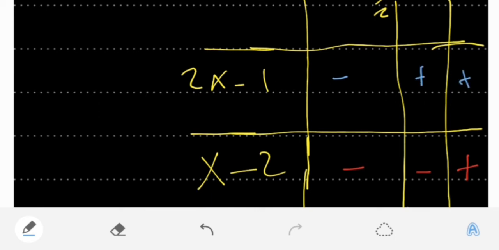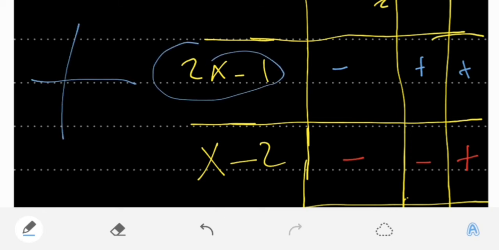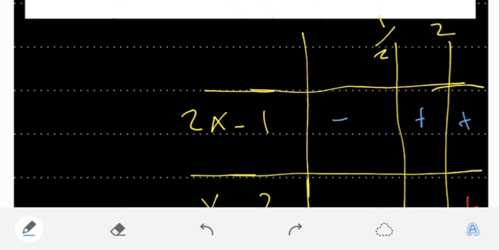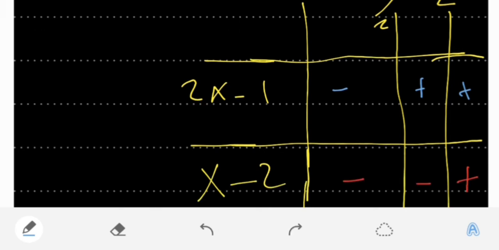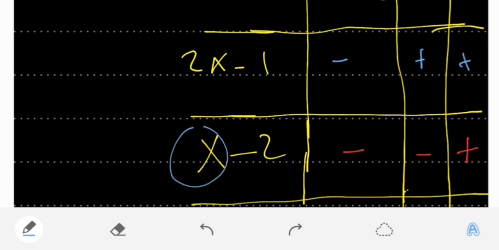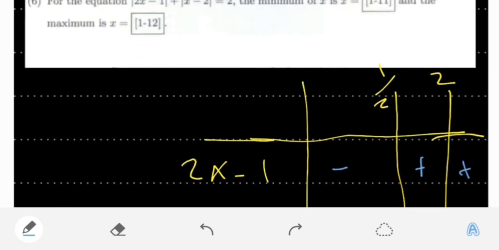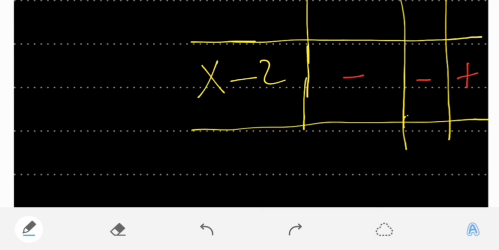I hope there's no problem with this. If you are having a problem, try drawing both graphs of 2x minus 1 and x minus 2, and you can see it. Or put in values: if you choose x as 0, 2 times 0 minus 1 is a negative number, and if you choose 3, 2 times 3 minus 1 is a positive number. This is basically what we are doing, because we have a modular equation.